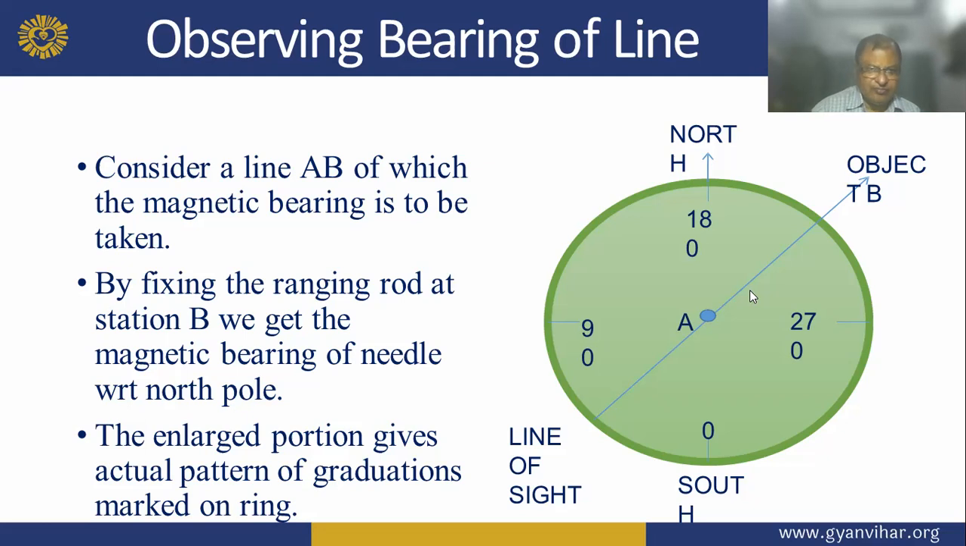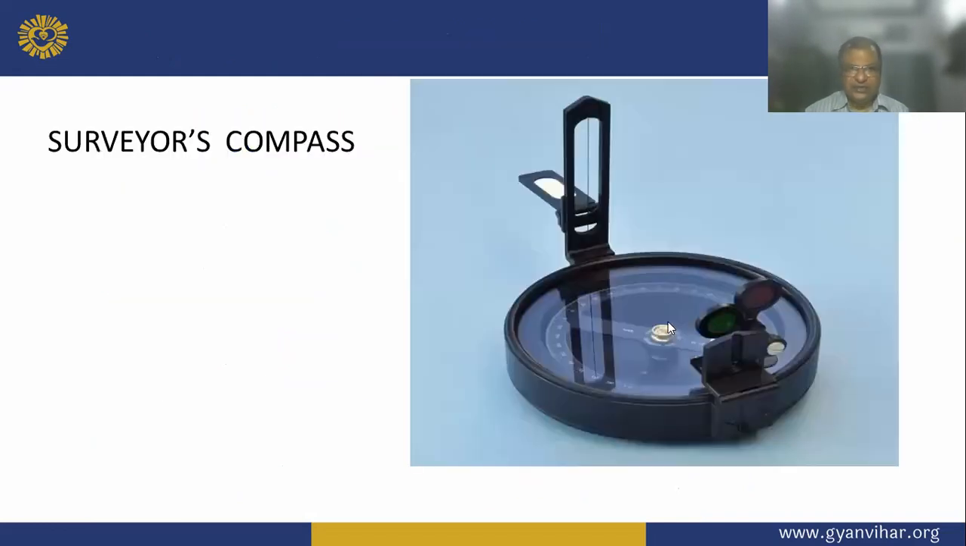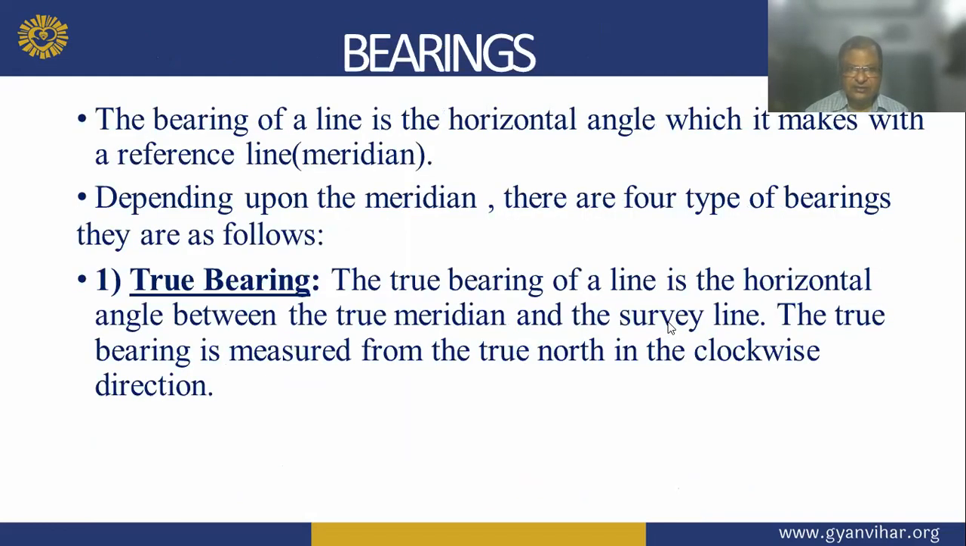Now, by fixing the ranging rod at the bottom B, we get the magnetic bearing of the needle. The enlarged portion gives the actual graduation marks. This is the surveying compass, and again we are studying bearing.